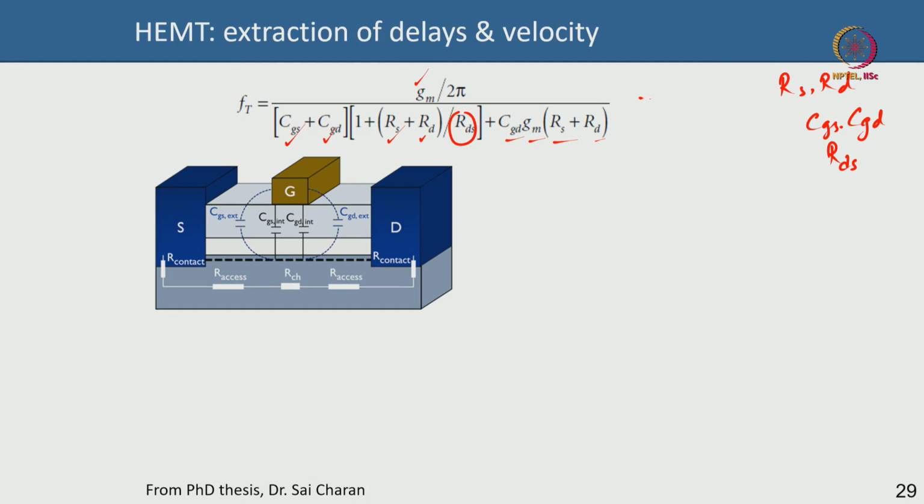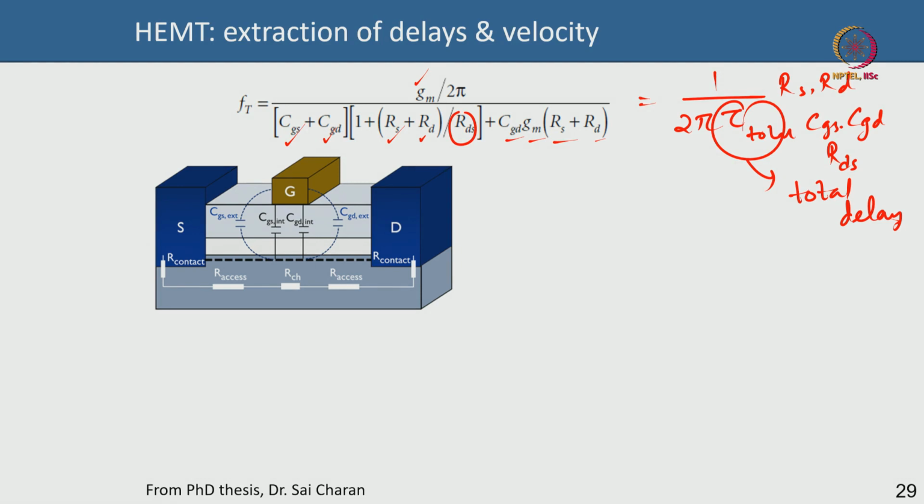But FT actually depends on this expression, which is 1 by tau total. This tau total is the total delay of the electron as it goes from the source to the drain. So as an electron goes from source to drain, it encounters many charging and discharging capacitors, it encounters the below the gate transit time and so on and so forth.